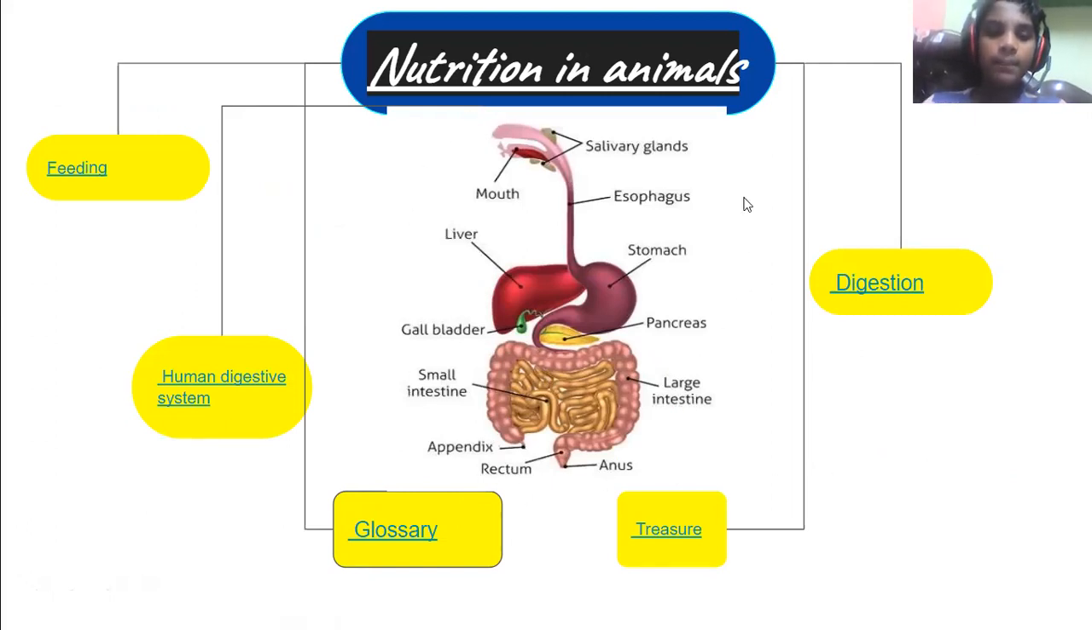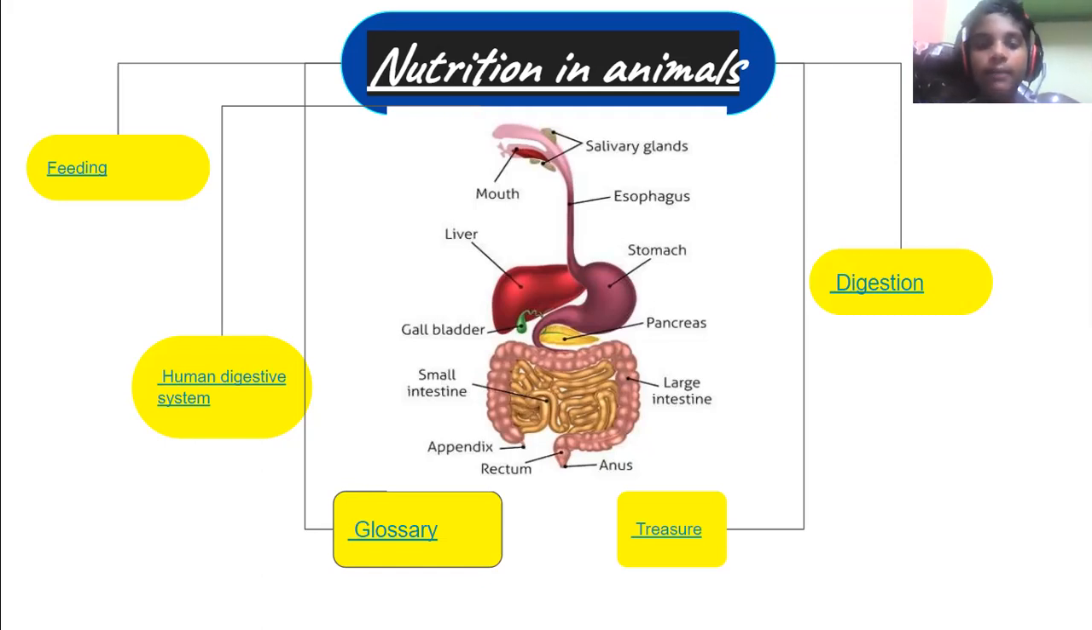So, this is a picture of the digestive system. There are salivary glands, there is the mouth, there is the esophagus. This esophagus is written in two ways: OESOPHAGUS or ESOPHAGUS. So it is written in two ways.